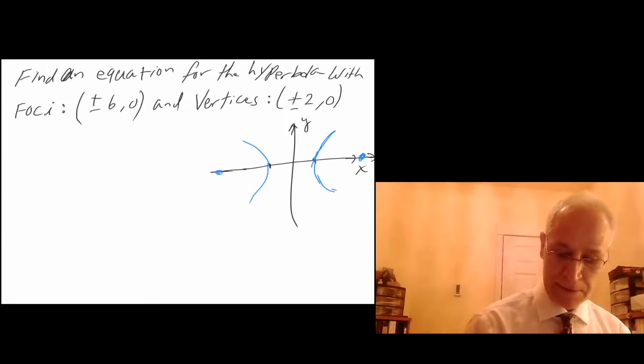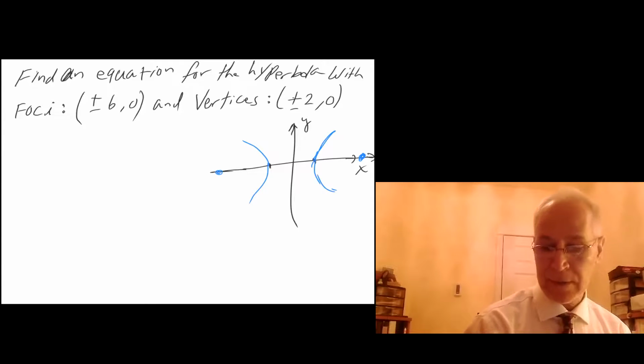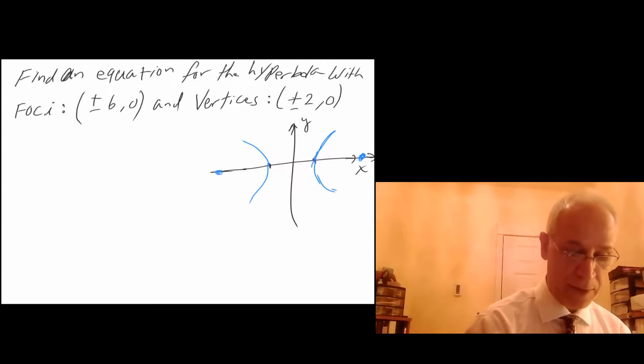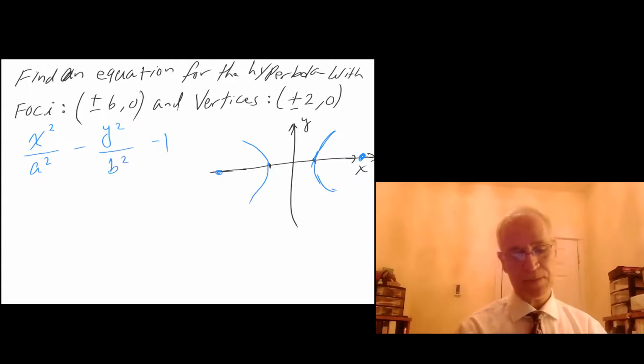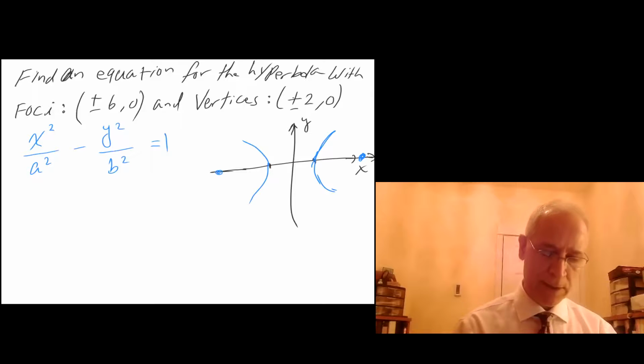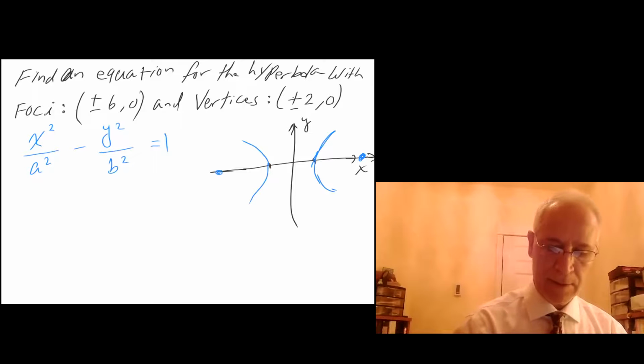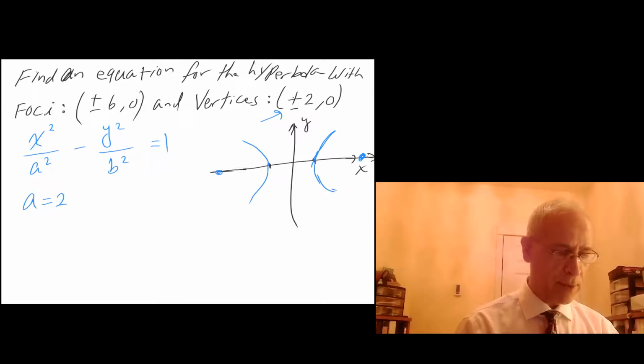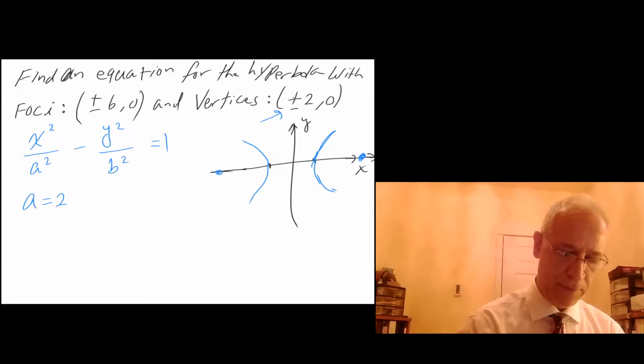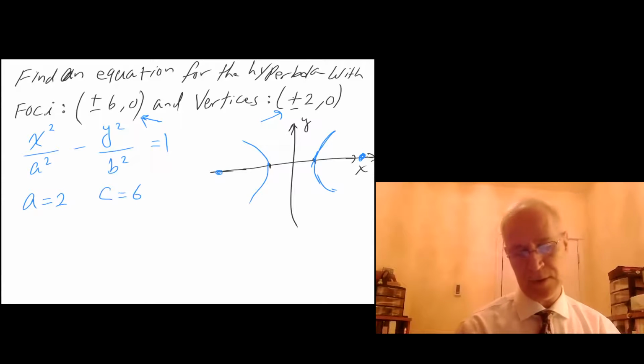And I know that the general format of this hyperbola is x squared over a squared minus y squared over b squared equals 1. Okay, what is it that we know? Look at here. I know a equals 2. What else do I know from here? I know that c equals 6.